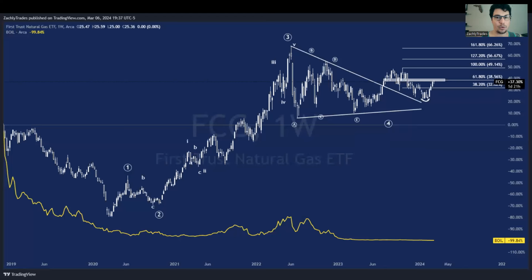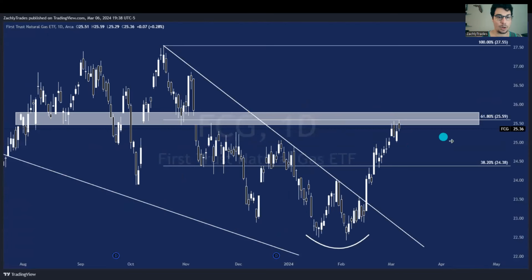Not everyone is meant for it. A lot of people don't understand all of the risks associated with it. And there's other instruments, guys, okay? If you look at this chart right here, on this chart specifically, Boyle's down 99.84%. I mean, that's almost as close to down 100% as you can get. Meanwhile, FCG is up over 37%, and it looks really, really good. Okay, so we'll break down that setup that we're looking at on a smaller time frame, such as the daily chart in FCG, and give you guys just a nice overall update on natural gas.